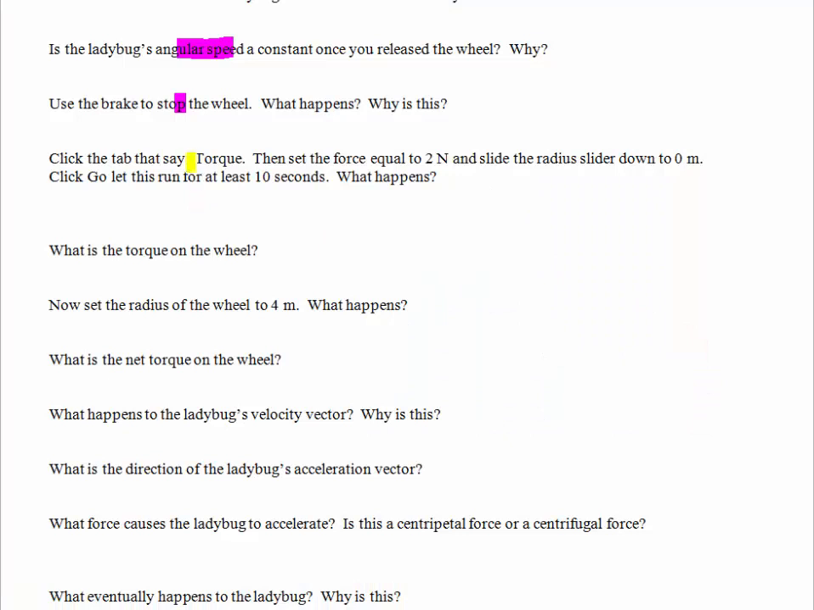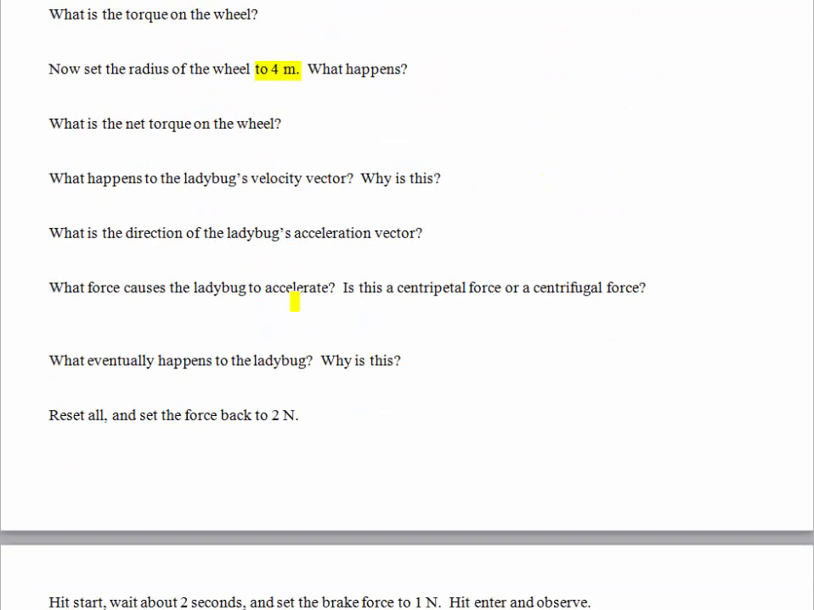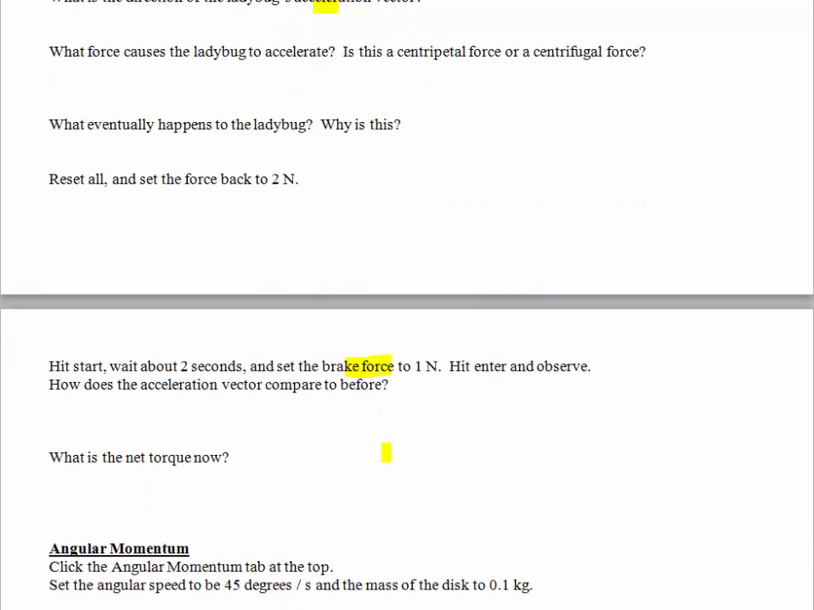Then we're going to click on the tab that says torque, and we're going to set a force and apply that force at a couple different places. We're going to first set the radius equal to 0, and then set the radius equal to 4, and pay attention to the torque on the ladybug and her velocity and acceleration. And then we're going to brake the wheel.